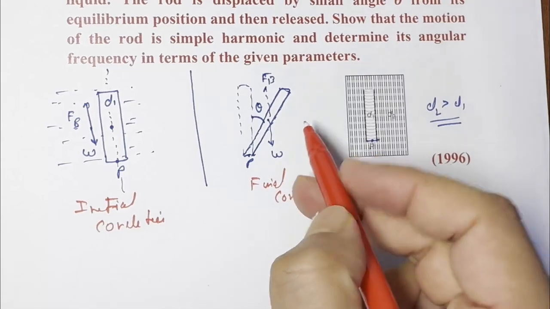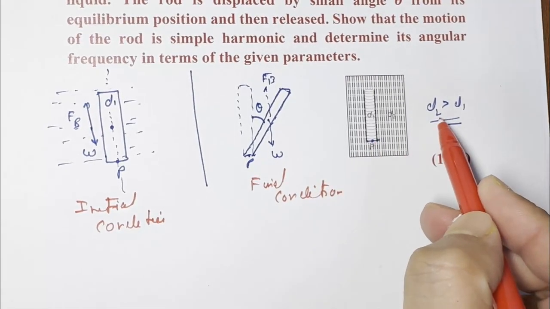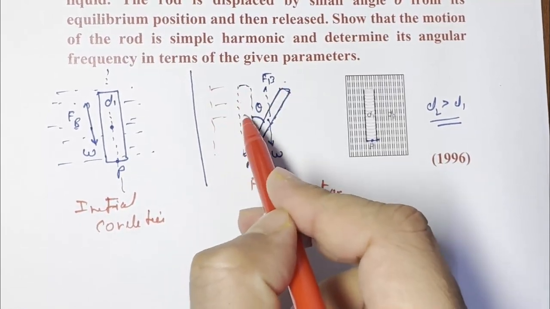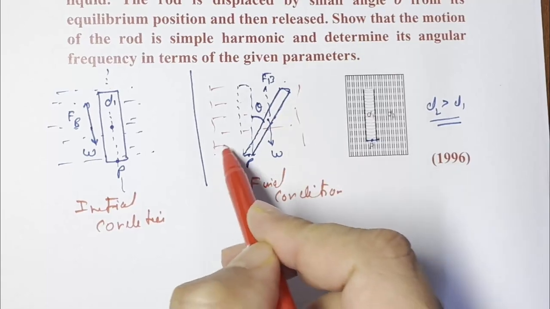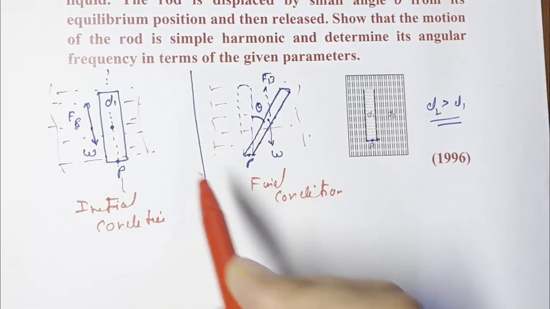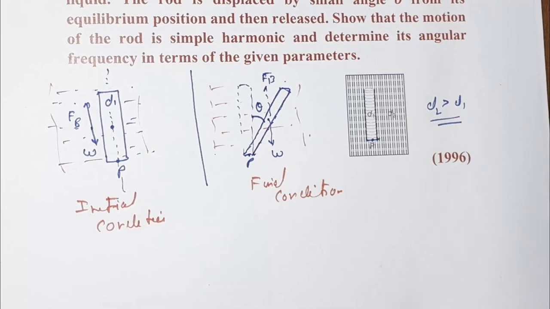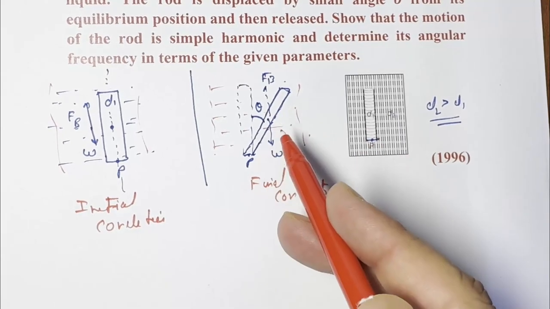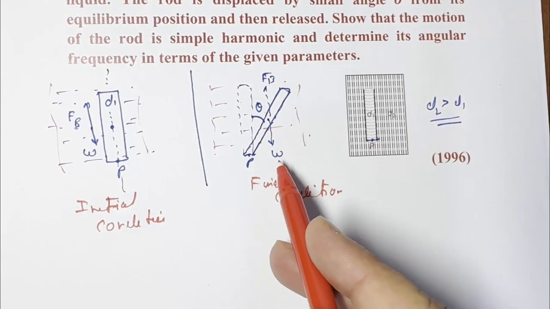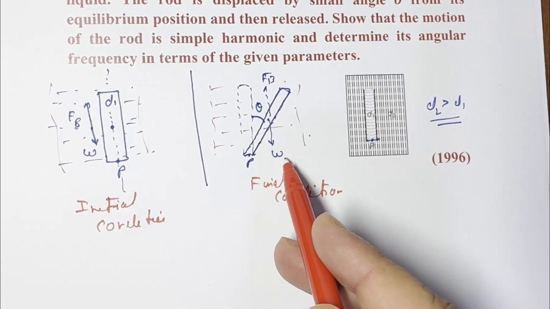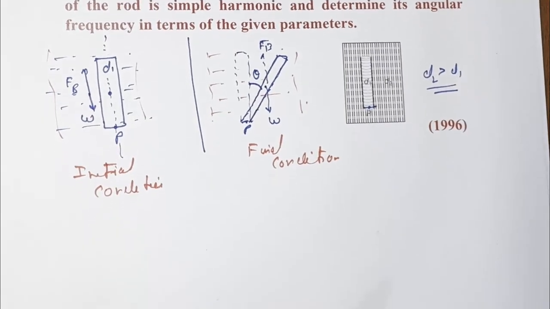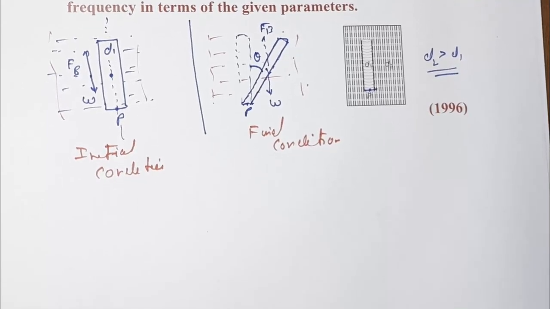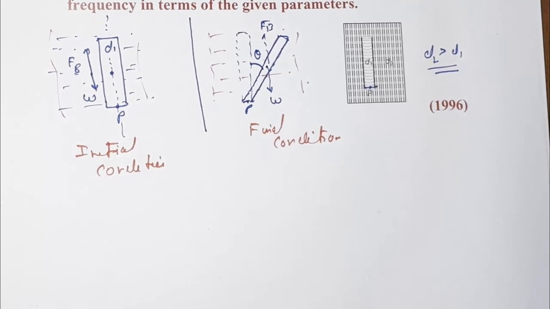And bear in mind that it is given the density of this liquid is greater than the density of the rod. Okay, so because of this, we can say that the buoyant force that will be acting on the rod will be on the higher side as compared to the weight. So let us consider first of all the initial condition.